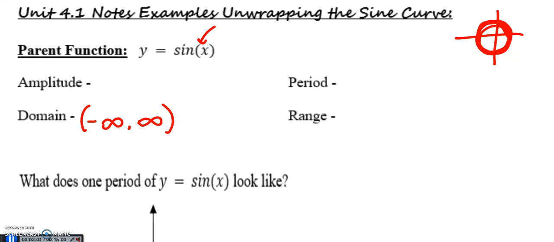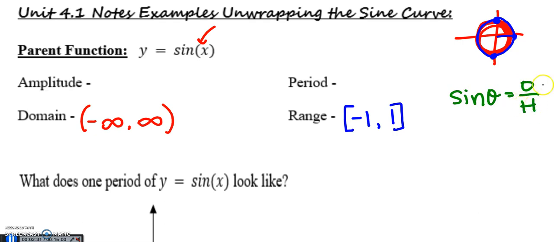But now if I think about my outputs, if I start over here at 0, my output is 0. My tallest sine value is going to be up here at 1. Then my lowest sine value is going to be down here at negative 1, and then back to 0. So my range, the lowest sine value I ever get is negative 1, and the biggest one I ever get is 1. If you think about that in terms of sine as the opposite over the hypotenuse, this makes sense because our hypotenuse is always going to be bigger than our opposite side. So whatever the opposite number is, we divide it by a bigger number, which results in a number between negative 1 and 1, depending on direction.